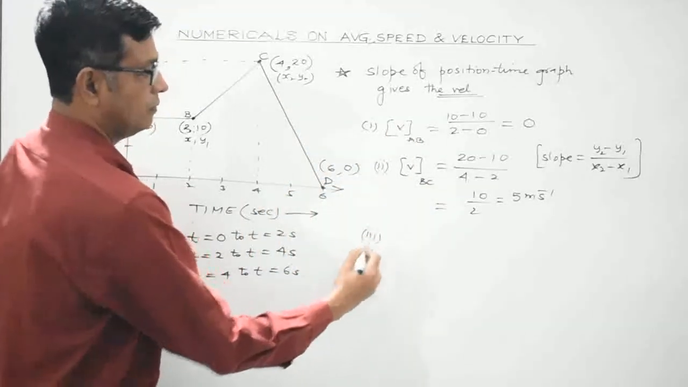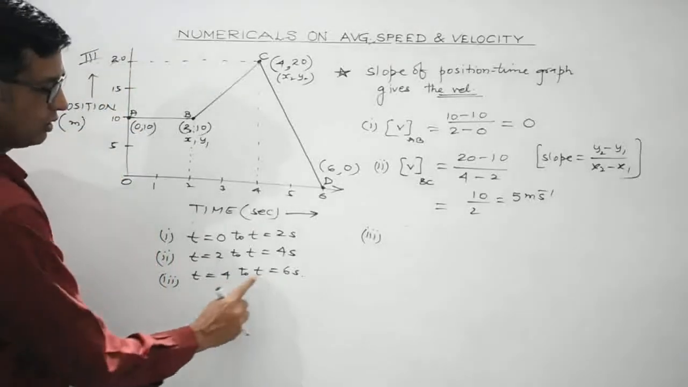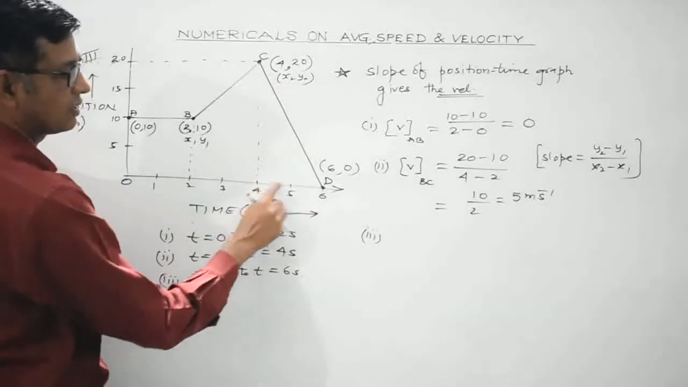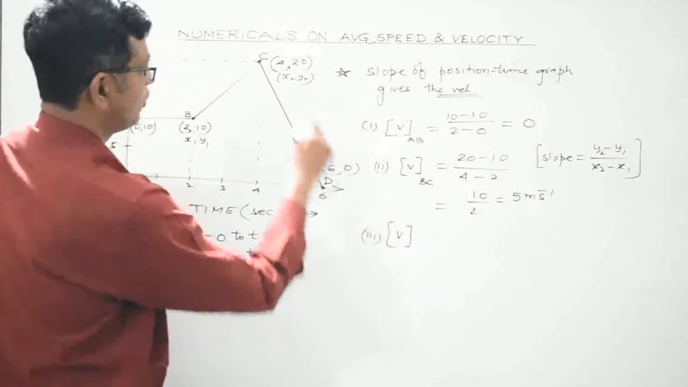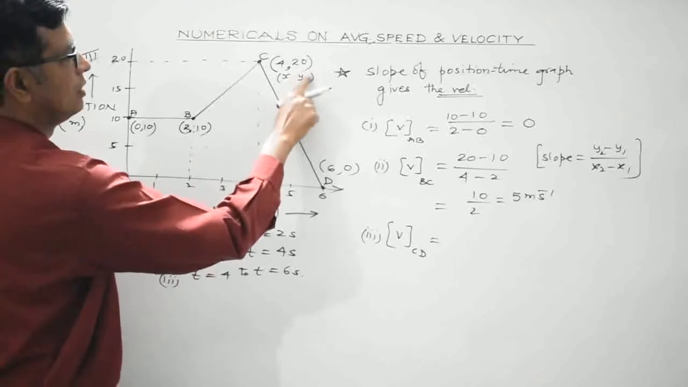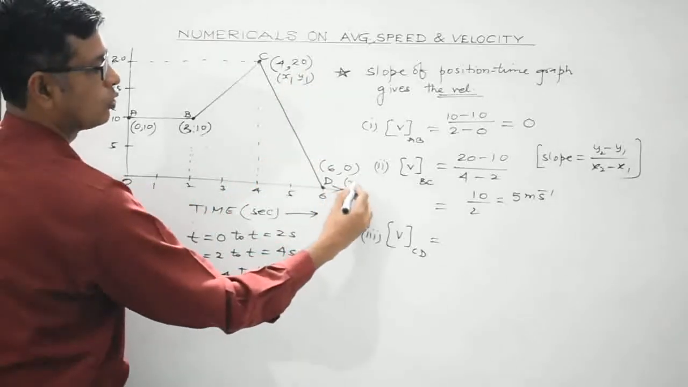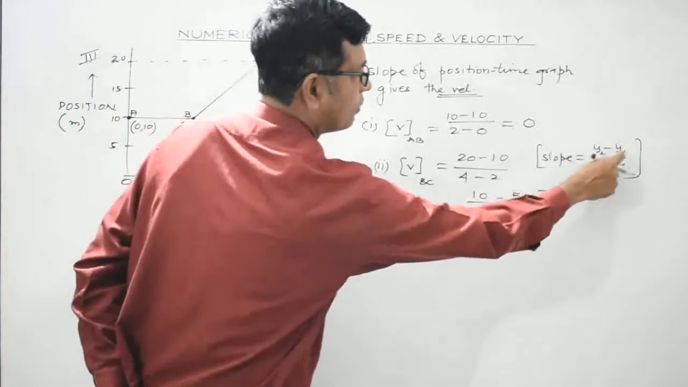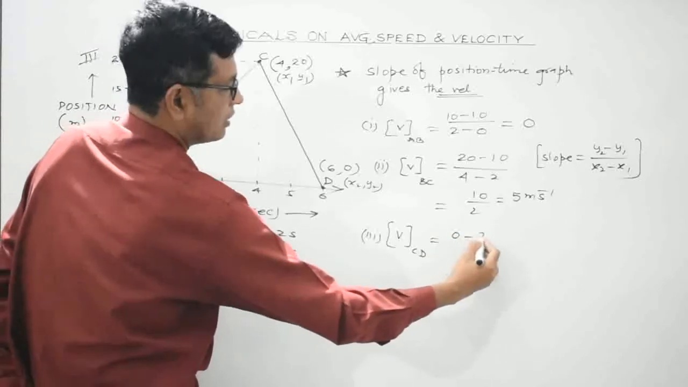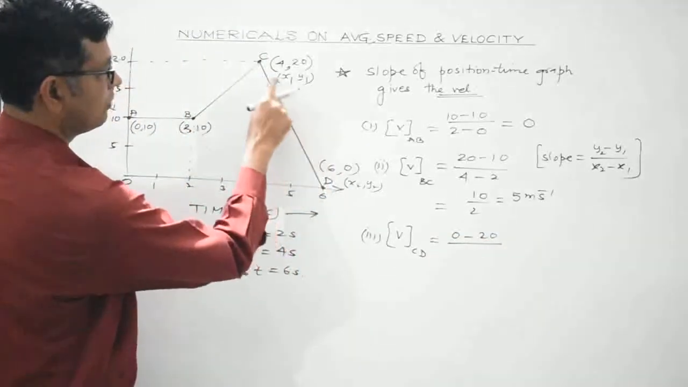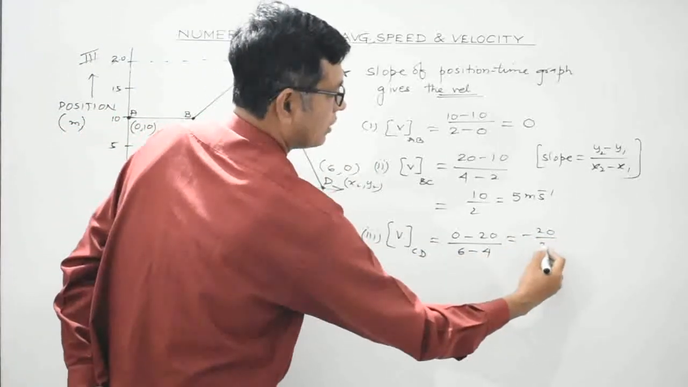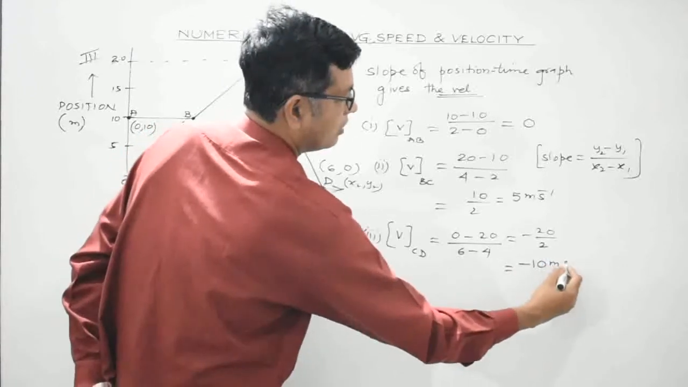Let's consider the third part. We are supposed to find out the velocity during the interval from 4 to 6 seconds. This one, 4 to 6 seconds. So what do we do? It is from C to D. Again, consider this to be x1 y1 and the final point to be x2 y2. So what's the formula? y2 minus y1 divided by x2 minus x1. y2 minus y1, that is 0 minus 20, divided by x2 minus x1, 6 minus 4, that is minus 20 by 2, that is minus 10 meter per second.